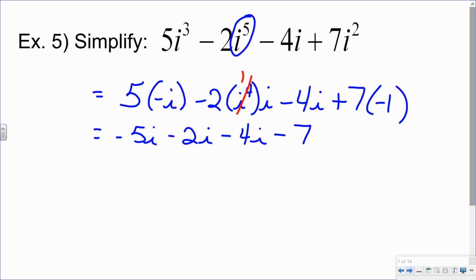Are any of those like terms? Yes. Which ones? Okay, all of the i's. So Keith, if I put all of the i's together, what do I have? So negative 11i minus 7, except that that is not correct for my final answer.